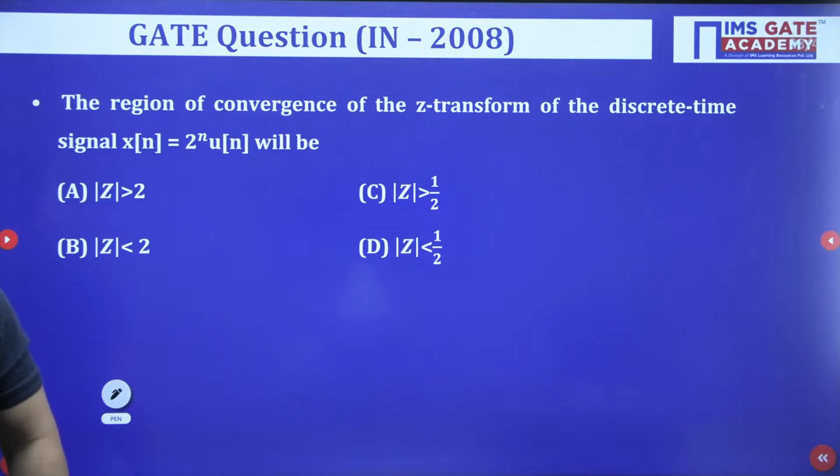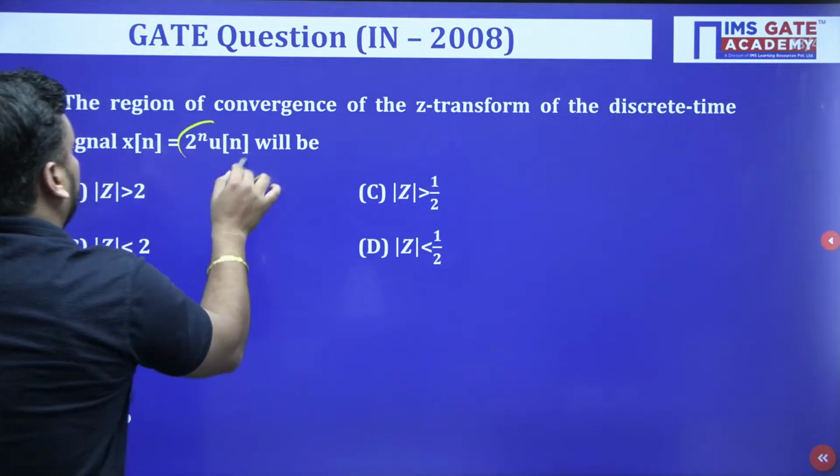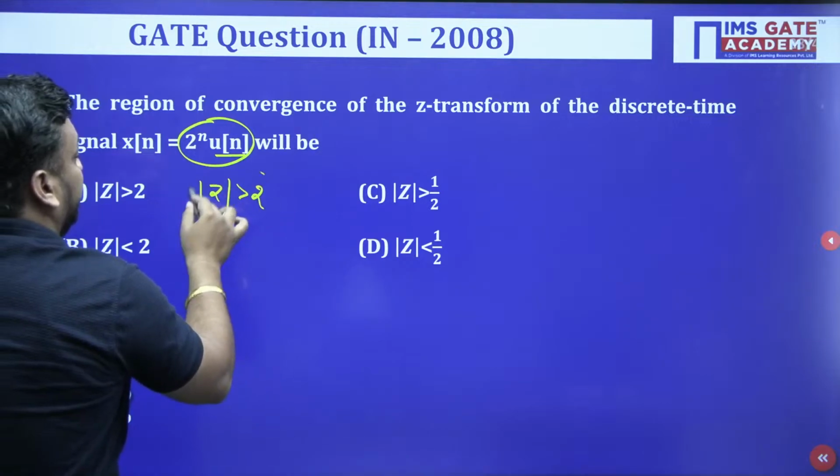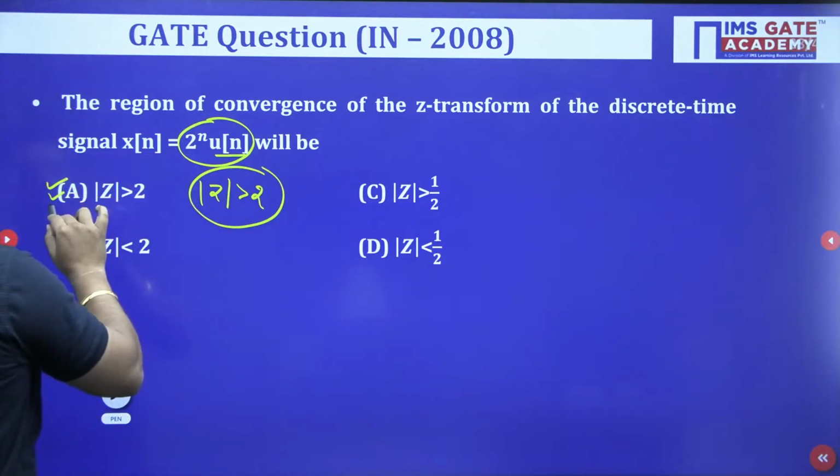Come on. Which option is correct? Simple, sir, 2 to the power n u[n]. So because of u[n], the ROC is greater than, what? Mod of z greater than 2. So option A is correct.